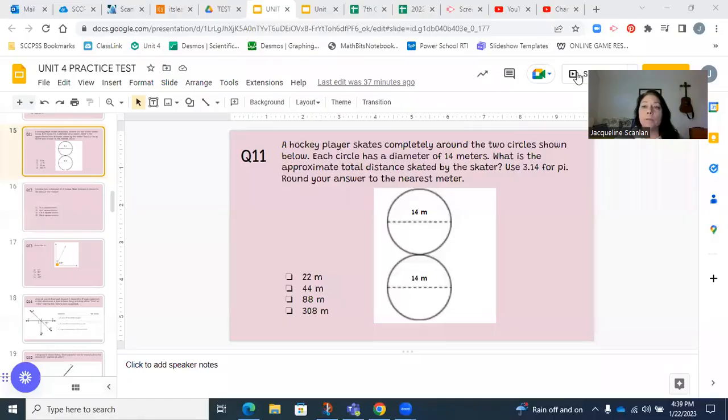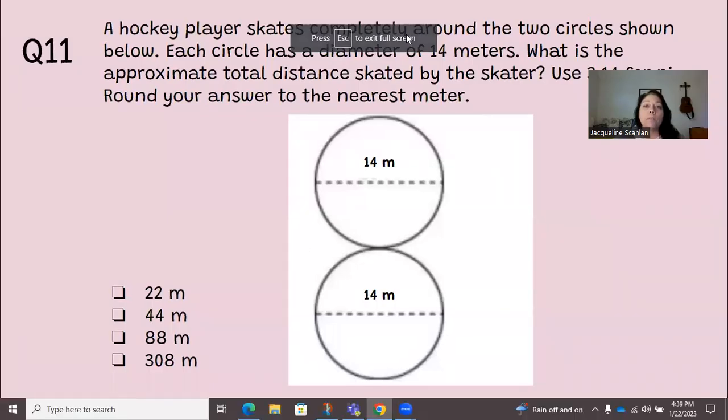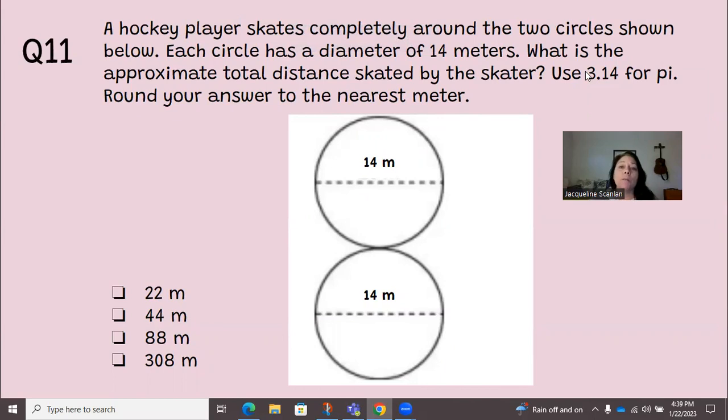Question number 11. A hockey player skates completely around the two circles shown below. Each circle has a diameter of 14 meters. What is the approximate total distance skated by the skater? Use 3.14 for pi. Round your answer to the nearest meter.